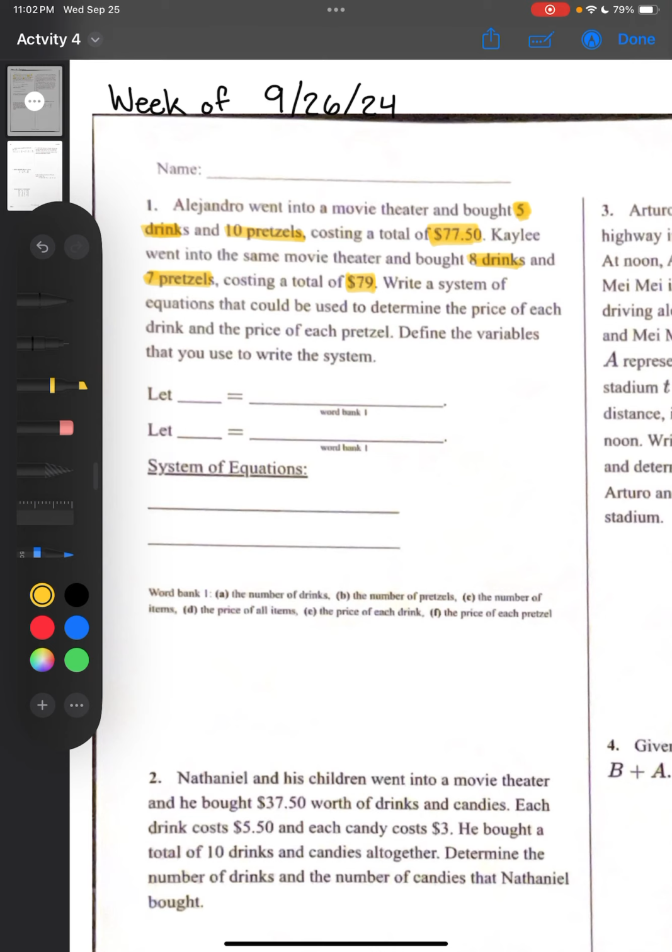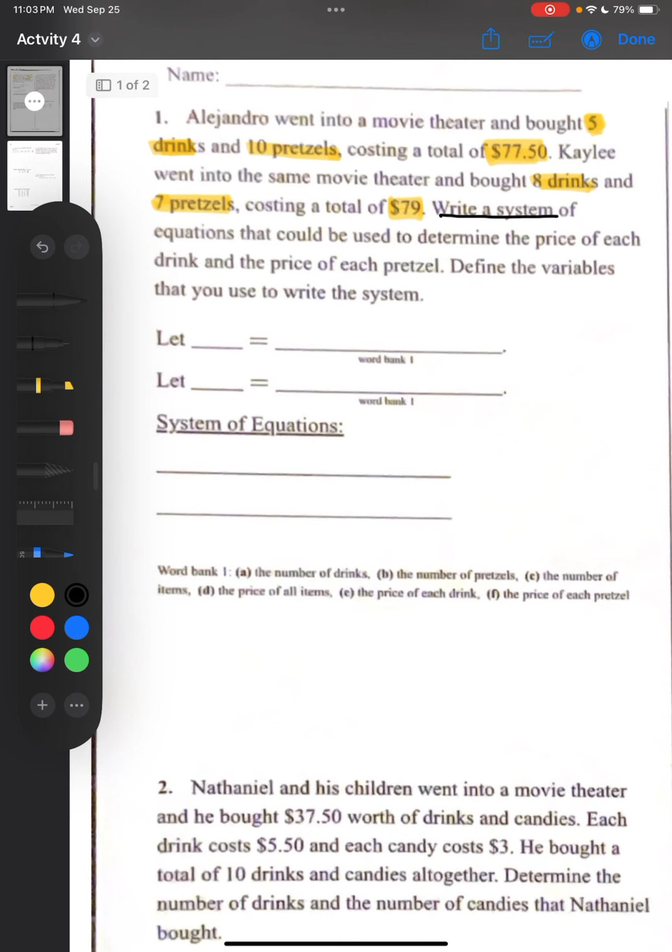So define the variables that you use to write the system. Now, the key thing here is it's just asking us to write the system. It's not asking us to solve anything. However, we know our 2 variables are going to be x and y. And what are we wanting to find out? We are wanting to find out the price of each drink and the price of each pretzel. This is what we don't know.